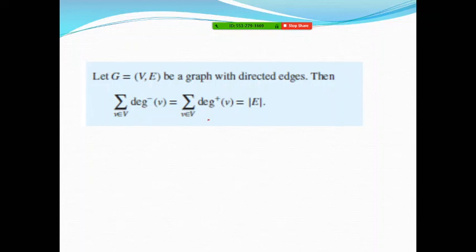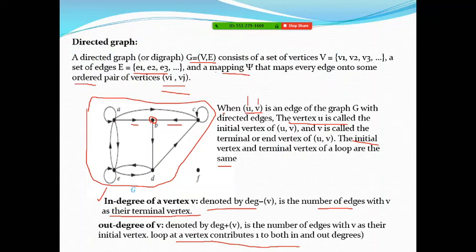In case of an undirected graph, it was the sum of degrees of vertices equal to twice the number of edges. But in case of a directed graph, you can see, you can draw the parallel lines between directed and undirected graphs. Here in case of an undirected graph, every edge was contributing twice towards the degree of vertices.